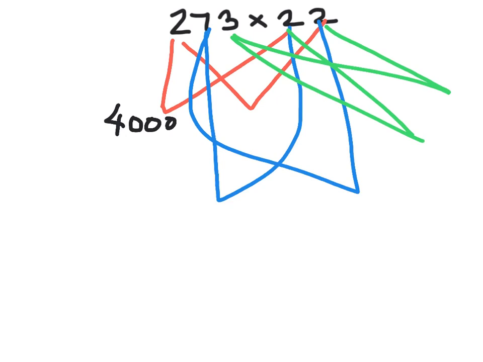200 multiplied by 2 is equal to 400. All right, 70 multiplied by 20 is equal to 1,400. 70 multiplied by 2 is equal to 140. 3 multiplied by 20 is 60. 3 multiplied by 2 is 6.